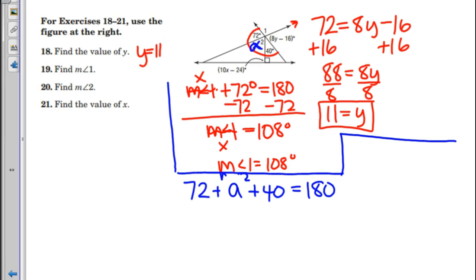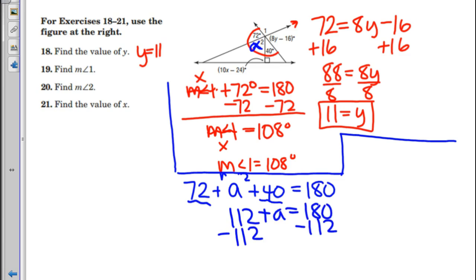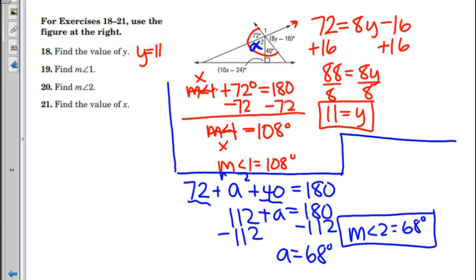I'm going to combine like terms. These two guys are on the same side, so 112 plus a equals 180. Then I will subtract 112 from both sides, so a is going to be equal to 68 degrees. That is the measure of angle 2. So the measure of angle 2 is 68 degrees, the measure of angle 1 is 108 degrees, and I know that y is equal to 11.